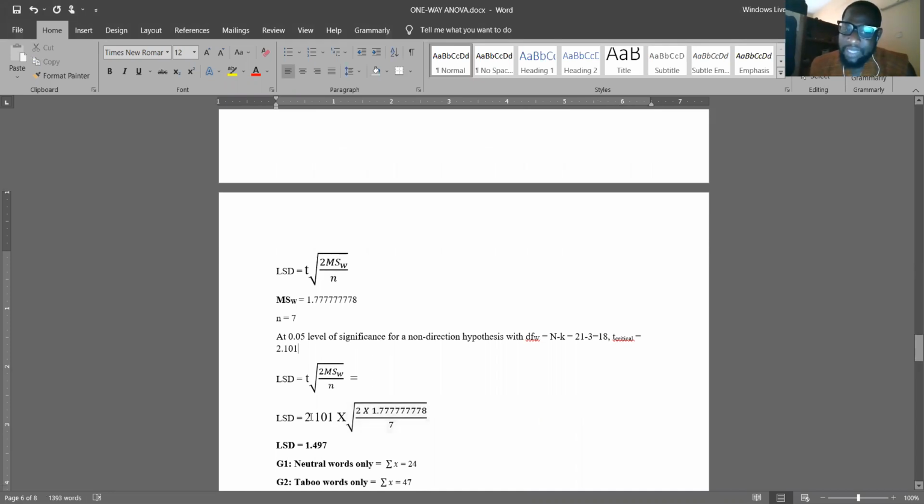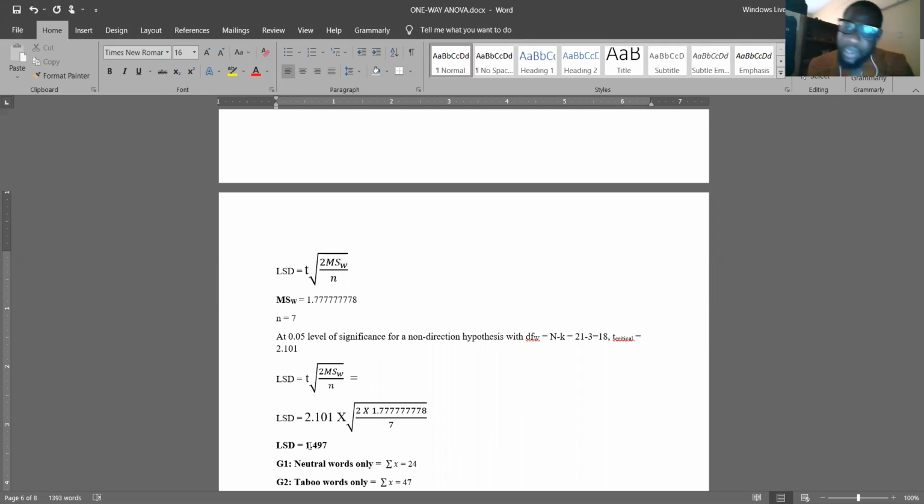So it means when you substitute, this is how it should be. 2.101, which is the T, times square root of 2 times mean square for within, which is 1.7777 and so on, over n, which is 7. And when you calculate, you are supposed to get an LSD value of 1.497.